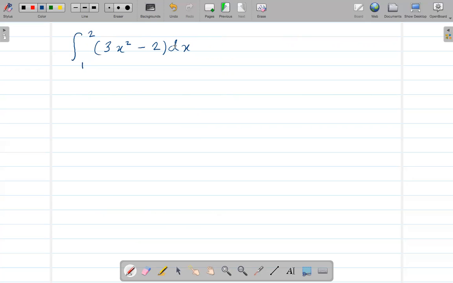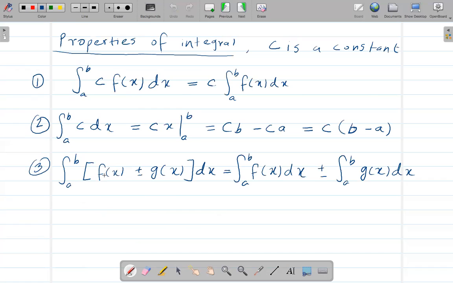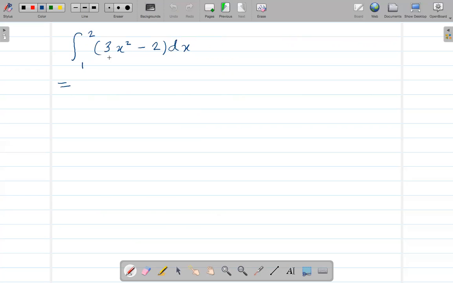All right, so like I showed here, if you have two functions with either plus or minus in the middle, then I can basically distribute this integration over these two. So I can write the integration from 1 to 2 of 3x squared dx minus the integration from 1 to 2 of 2 dx, right?